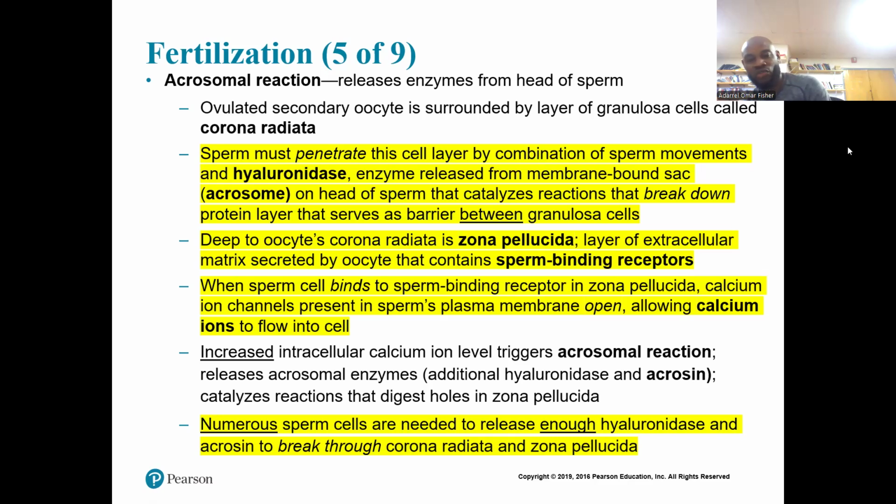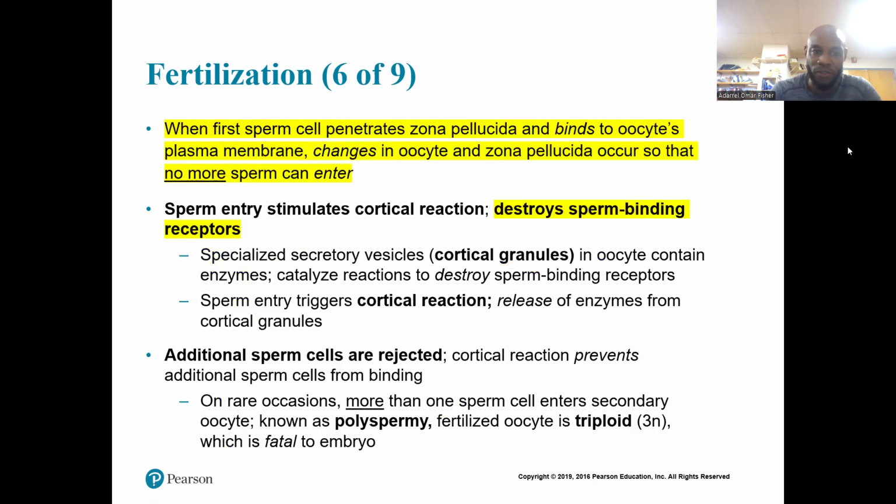Numerous sperm cells are needed to release enough of this enzyme, acrosin, to break through the corona radiata and zona pellucida. Right, so we have to break through this outer layer of the egg. I guess the egg is playing hard to get, so to speak.